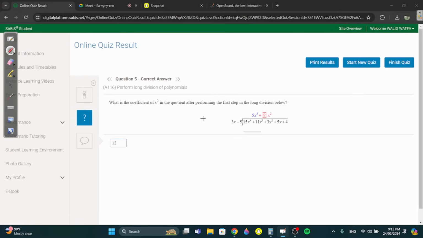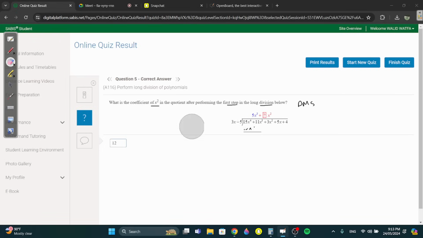Here they want long division, but what's the coefficient of x squared in the quotient after performing the first step in the long division below? Let's see. They actually gave us the first step, the first multiplication. You know, it's DMS, right? They already divided and they got us 5x cubed. So our next step is to multiply, right? So 3x times 5x cubed is 15x to the power 4.